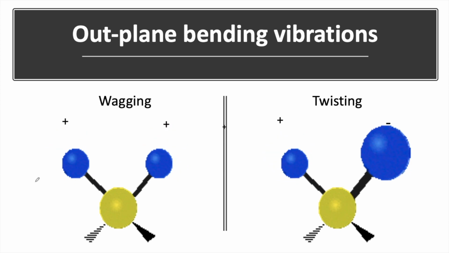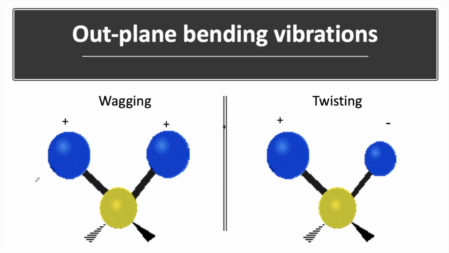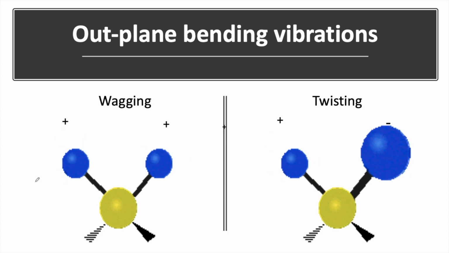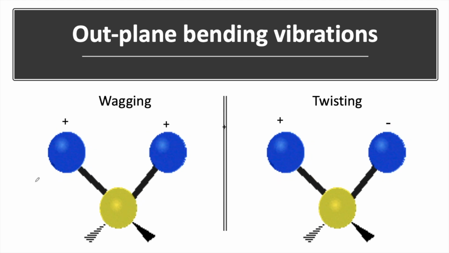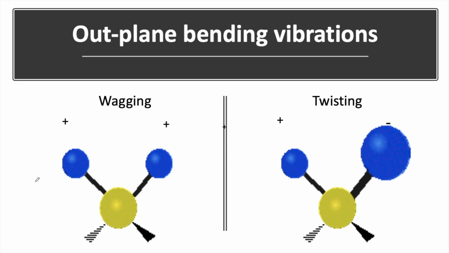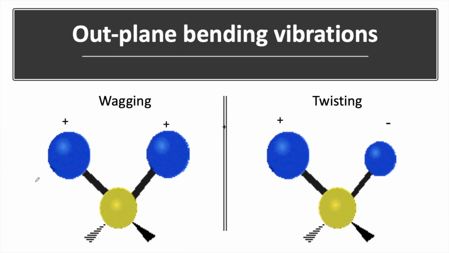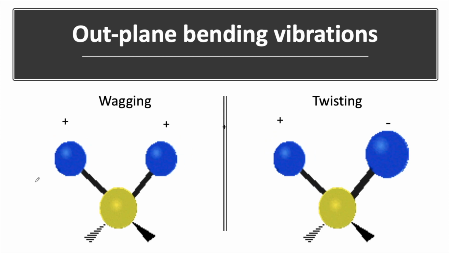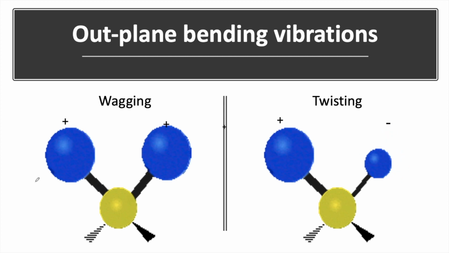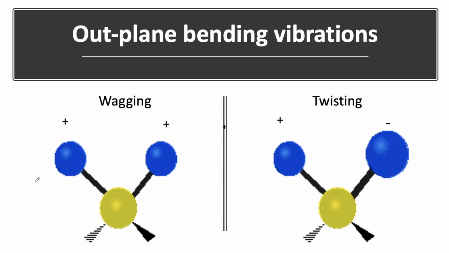In wagging, both the atoms are going to move either above the plane or below the plane with respect to the central atom. In twisting vibrations, one of the atoms is going to vibrate above the plane and the other one is going to move below the plane with respect to the central atom.